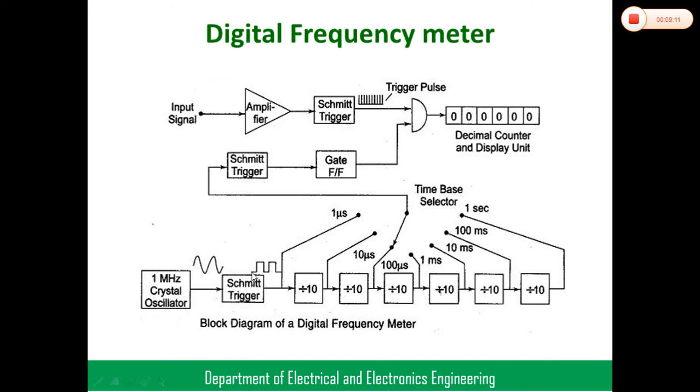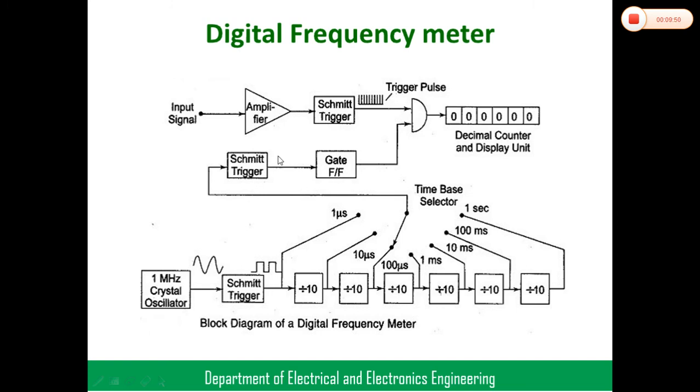The sine wave is converted to a square wave by using the Schmitt trigger, which is connected to the frequency dividers. Thus a train of pulses is obtained after each frequency division. Using the time base selector, the gate time can be adjusted actually. Okay, this is about the time base generator.